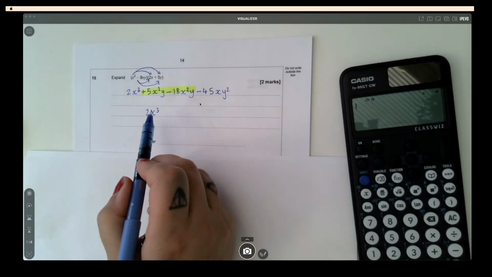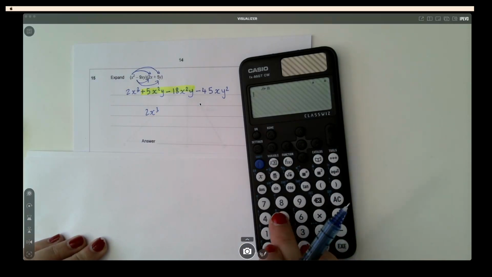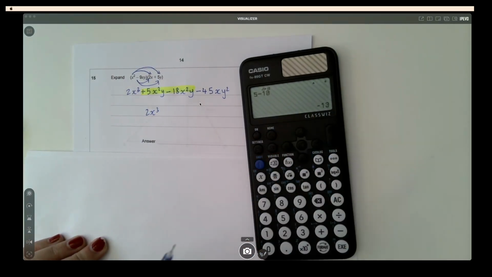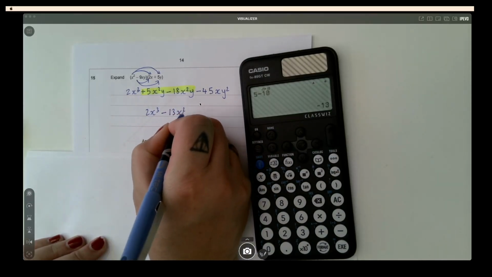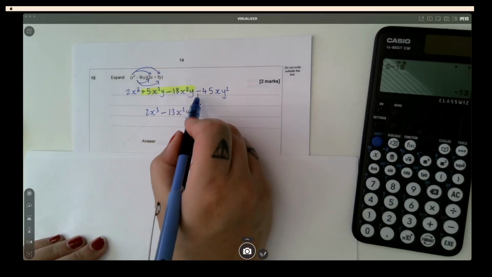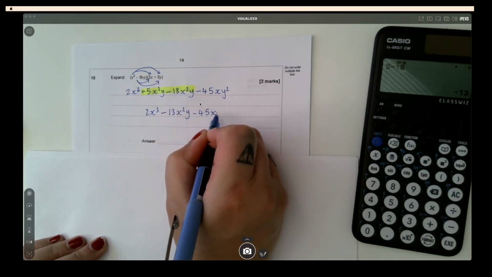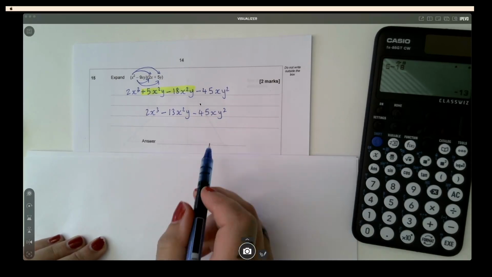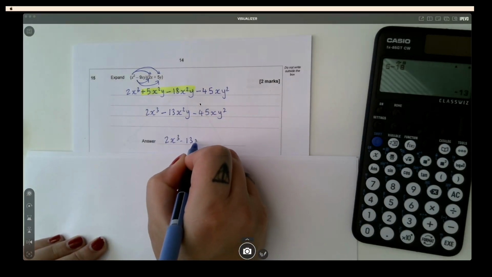So we are starting with positive 5 and subtracting 18. You've got a calculator, so if negative numbers fuzz your brain a little bit, pop it in your calculator. Negative 13x squared y, and then we've still got the negative 45xy squared because there were no other terms to combine it with. Now I'm happy with this. I'm going to pop it on my answer line.